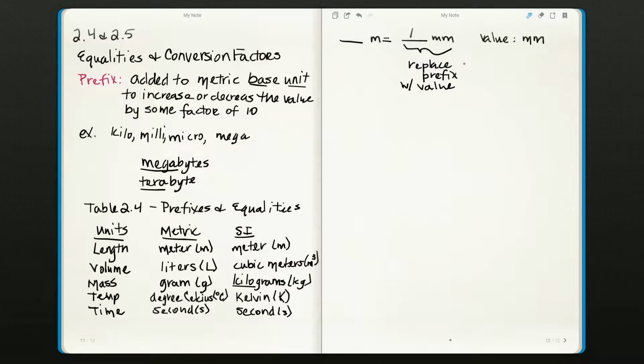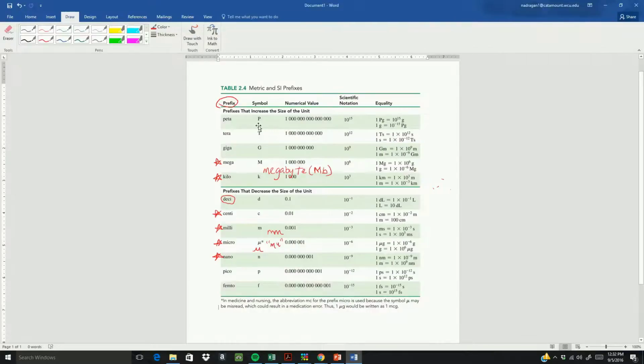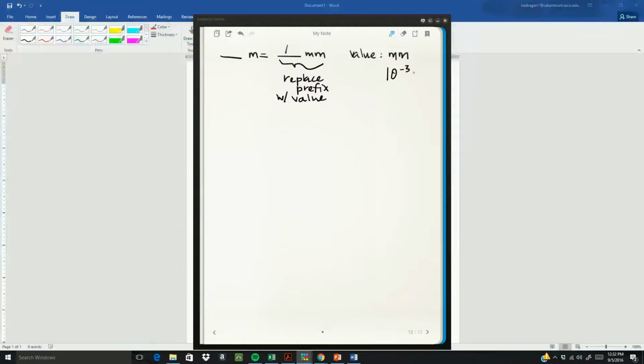So if we look back at our table, okay, so here's milli. So the value is 10 to the negative third. So milli equals 10 to the negative third. Okay, so now on the left side you will write 10 to negative 3. Okay, so this is your equality.